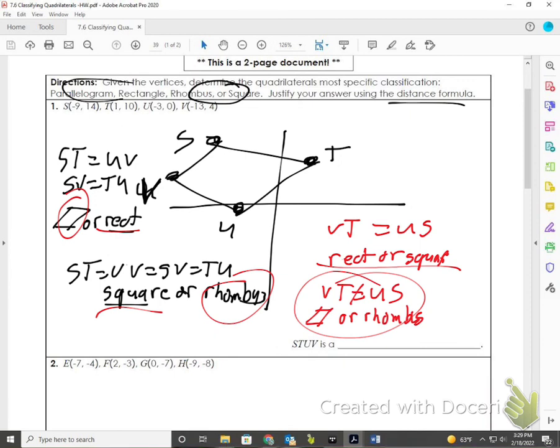So parallelogram is going to be opposite sides are congruent, diagonals are not congruent. Rectangle is going to be opposite sides are congruent, diagonals are congruent. Rhombus is going to be all four sides are congruent, diagonals are not congruent. And square is going to be all four sides are congruent and diagonals are congruent.